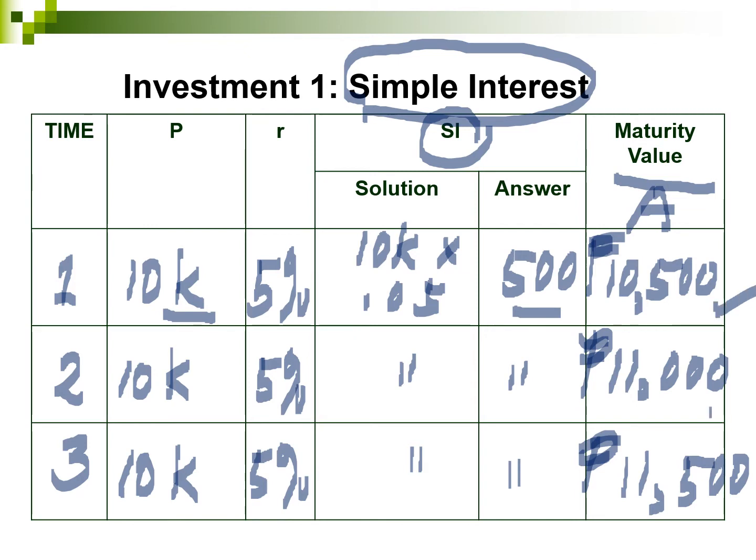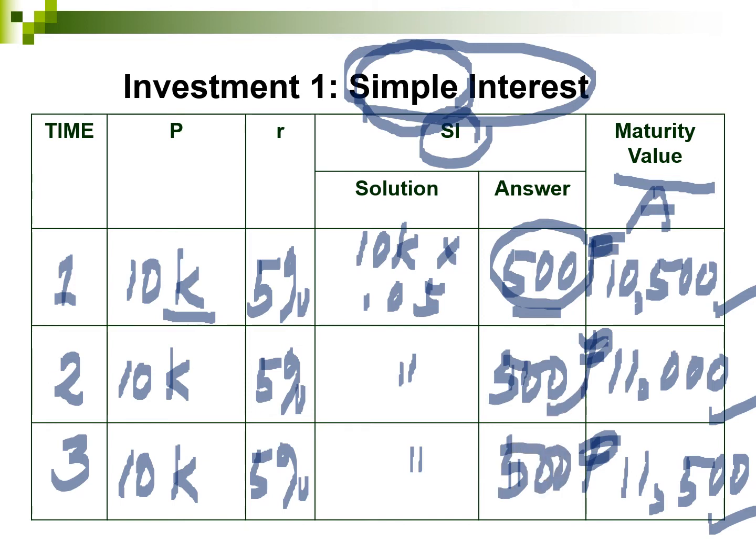10,500 plus 500 is 11,000 plus 500 is 11,500. If you can remember arithmetic sequence, this is another representation of that. So meaning to say, simple interest is simply like arithmetic sequence wherein the interest per year is constant. It's always 500 per year that you have to add. Constant interest. Now, as we move on to the next table in the next slide, you will see what makes it different with compound interest.